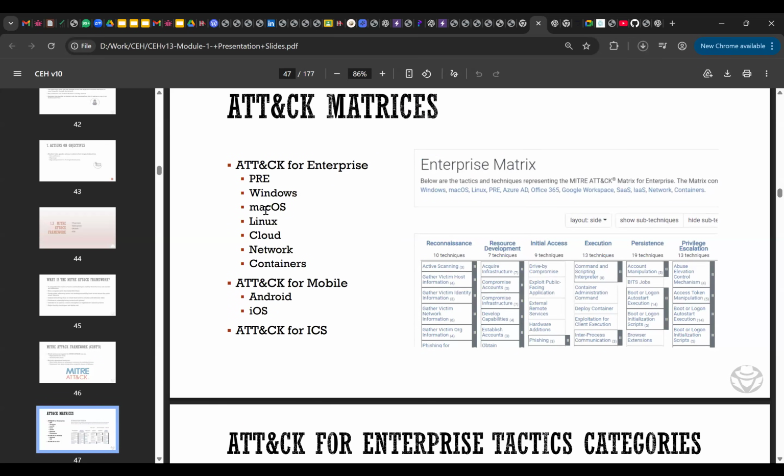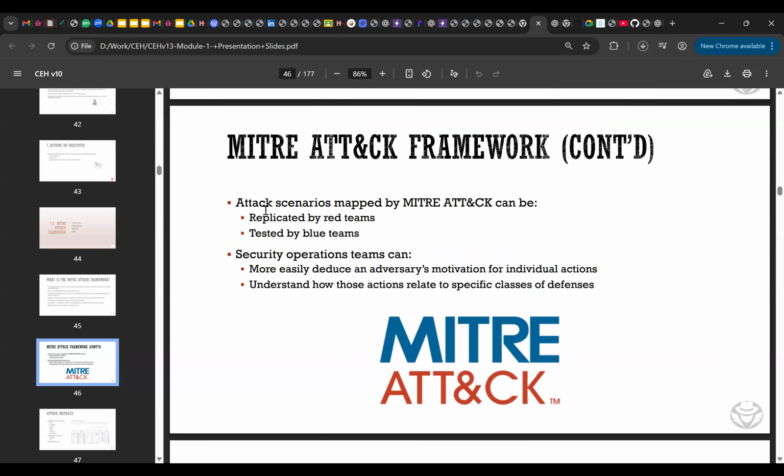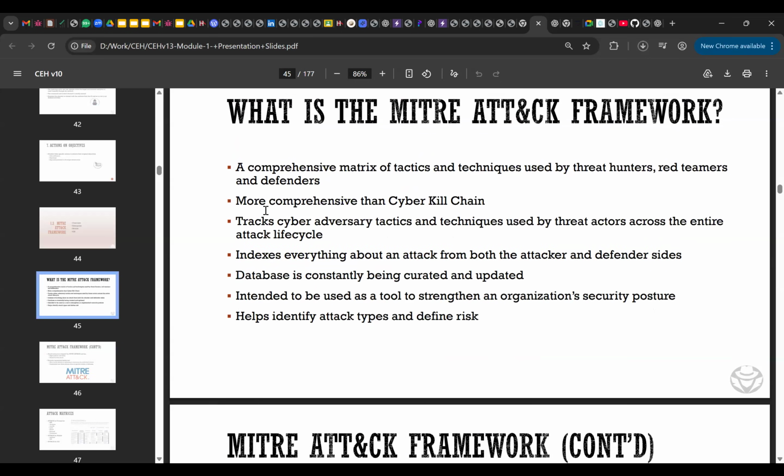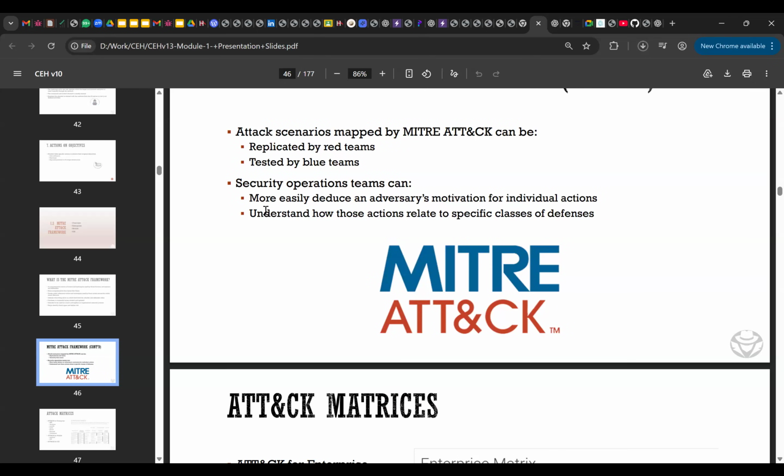Sir, you mean to say the blue team will act after the attack happens, or proactively? So blue teams, basically, there are two parts.